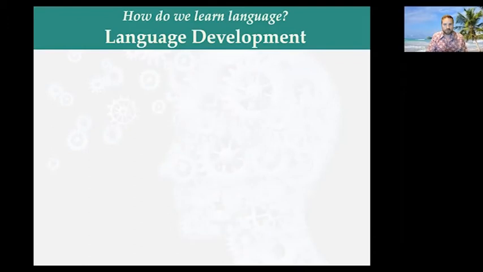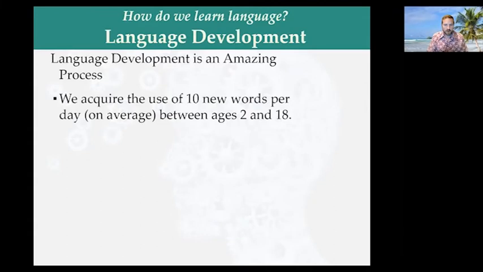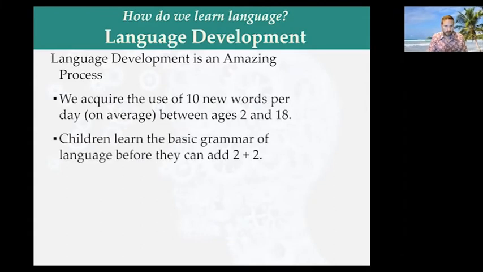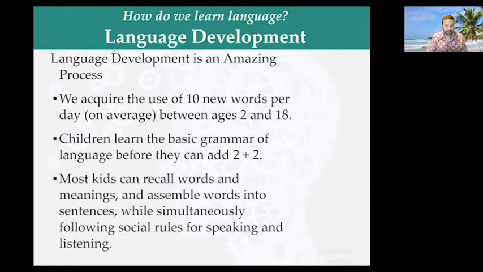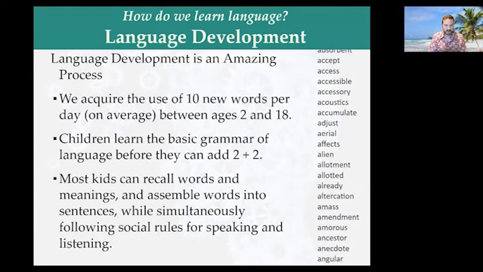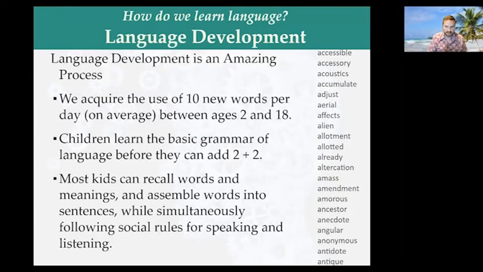How do we learn language? It's a pretty interesting process. We get about 10 new words per day between the ages of 2 and 18. Children learn basic grammar before they can add. And most kids can recall words and meanings and assemble words into sentences while simultaneously following social rules for speaking and listening.